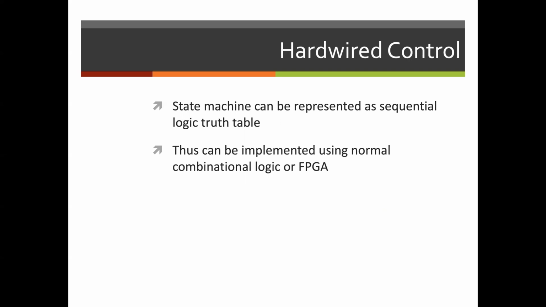And so you want to ensure that each state machine can be represented as a sequential logic truth table. This allows for us to implement using normal combinational logic or using FPGA. And so with this, some logic functions can be seen as more efficient than a truth table. So if we were to implement these components using Boolean logic, this allows for appropriate control signals to be relegated using combinational logic circuits.